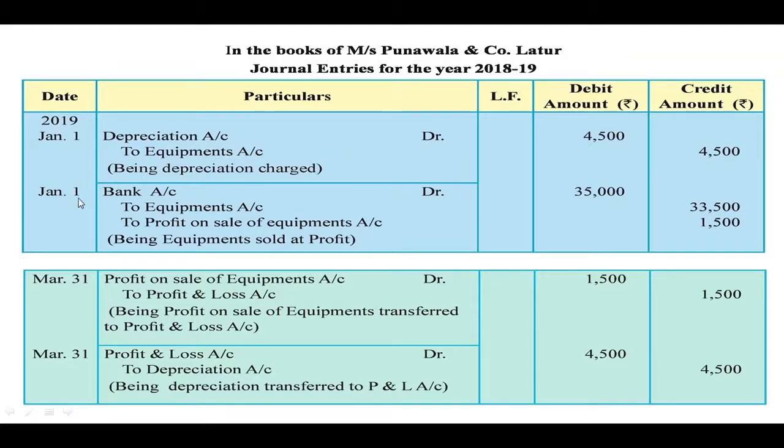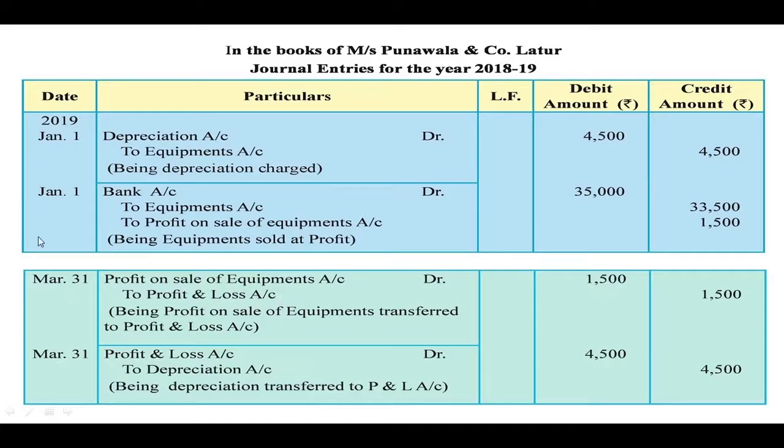Then the next entry is for the sale of the asset. Here bank account debit 35,000. To equipment account the written down value is 33,500. To profit on sale of equipment account 1,500. Then this profit on sale of equipment account is transferred to the profit and loss account. On the credit side of the profit and loss account we have to record the profit on sale of equipment. Therefore, profit and loss account is credited.